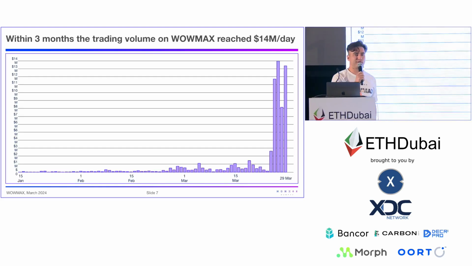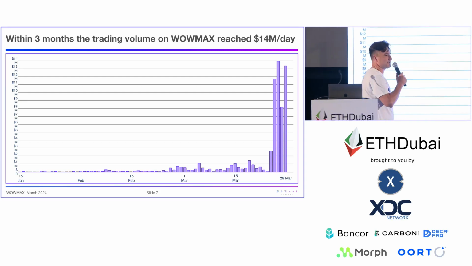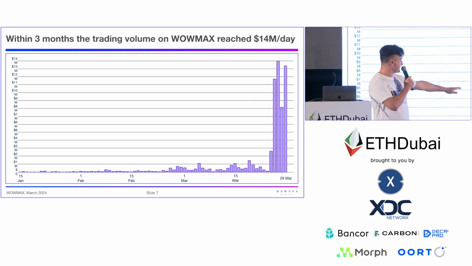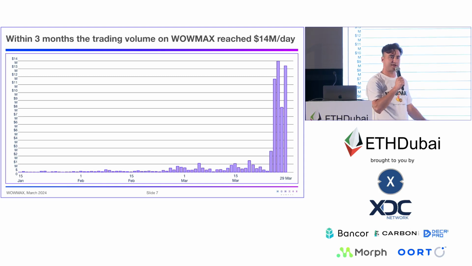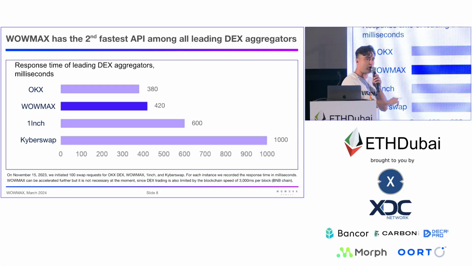This is our trading volume. At the beginning of the year, we were struggling, exchanging $10,000, $15,000 per day. Then during March, our volumes went up 10 times. We were exchanging 100, 200, 500,000 dollars. And recently we're up to 10, 15 million dollars per day. So within the next few months, we plan to be a top 5 DEX aggregator in the world, exchanging 100, 200 million dollars per day. So this is our performance.